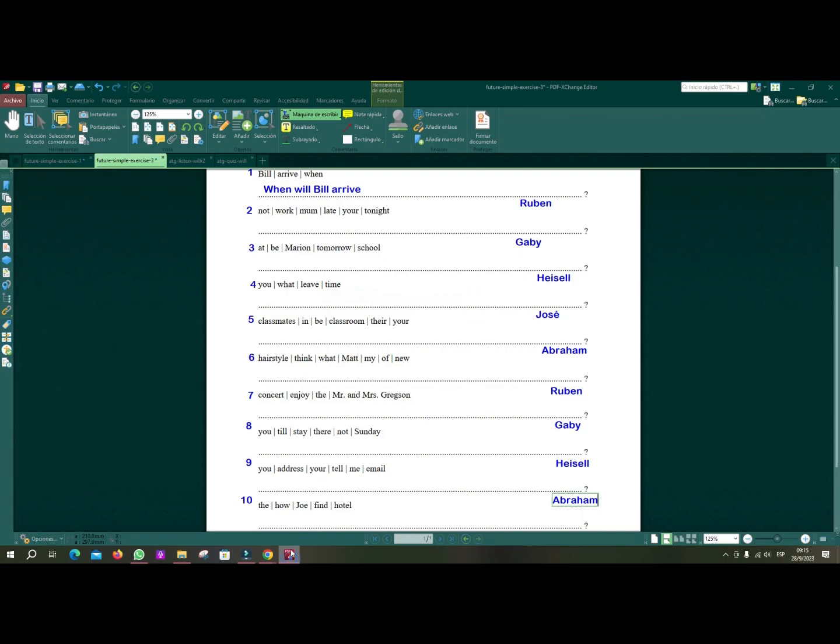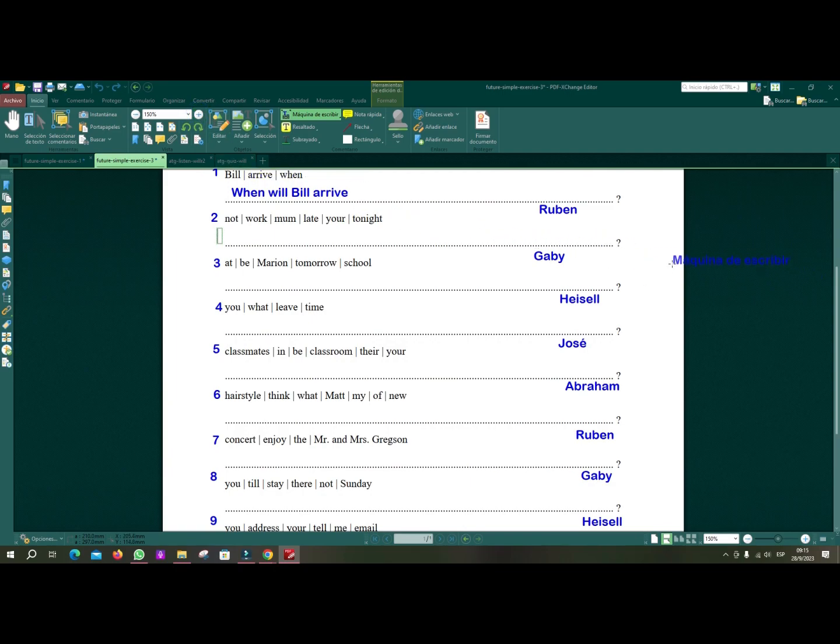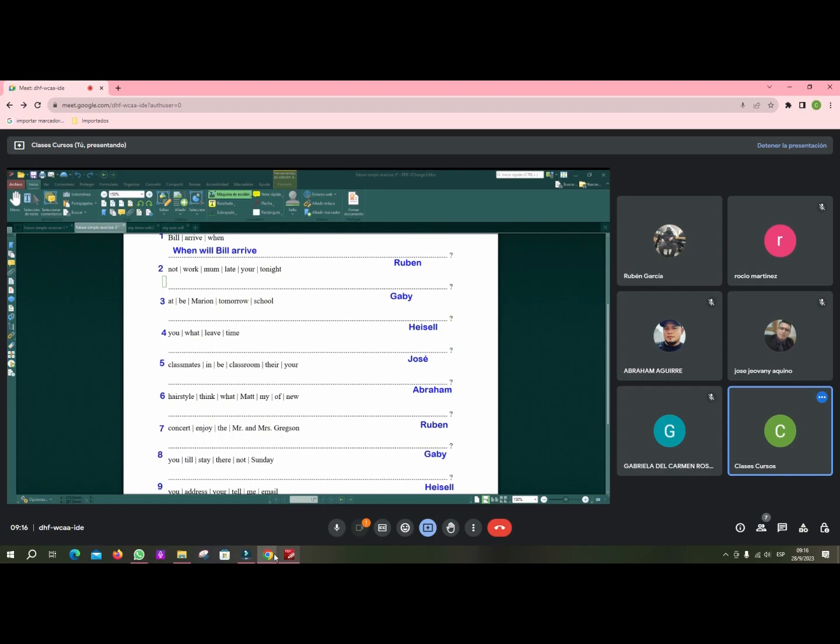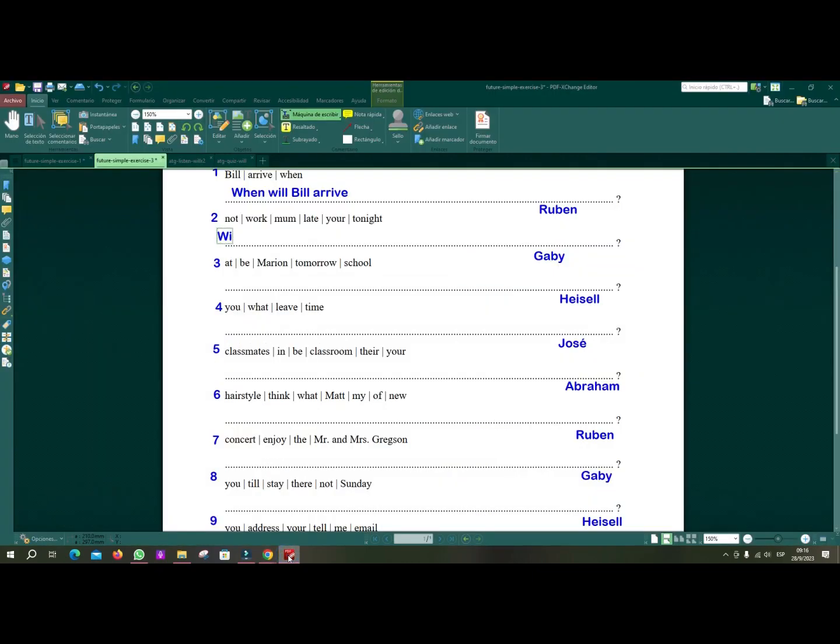So, okay guys, let's check the answers. What about number 2, Mr. Ruben? Which could be the answer for that one? Will your mom not work late tonight? Okay, will your mom not work late tonight? That's good. We can ask that. Or will your mom work late tonight? But that is the negative one. Perfect. Thank you, Mr. Ruben.